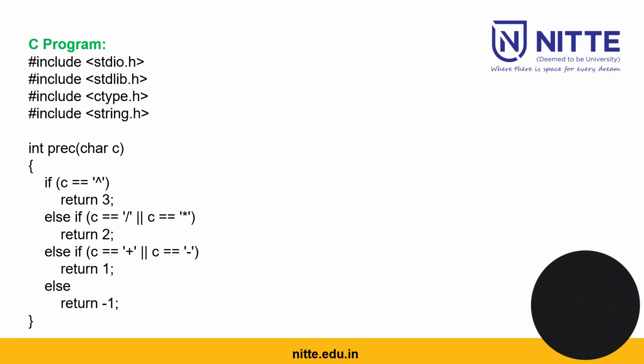Now we will see how to write a C program for this. First I will start with #include <stdio.h>, #include <stdlib.h>, #include <ctype.h>, and #include <string.h>. Now I will check the precedence of characters. I will use a function called precedence, which is of type integer, and I will give c as the character. So if c equals the raised-to operator, then it will return 3.